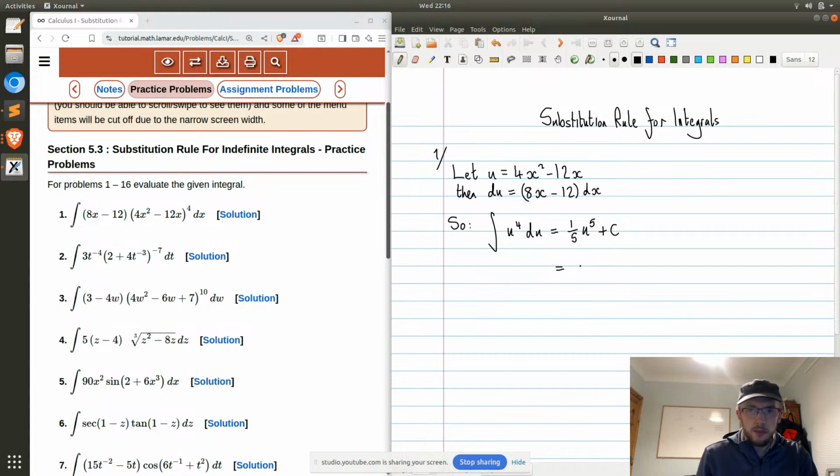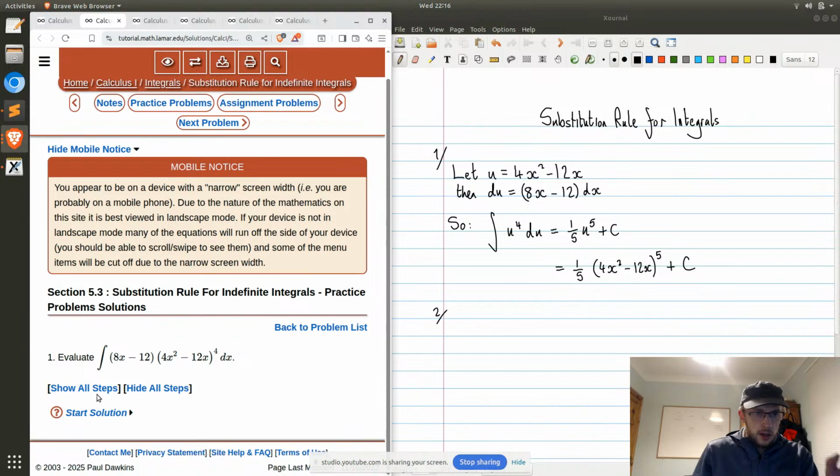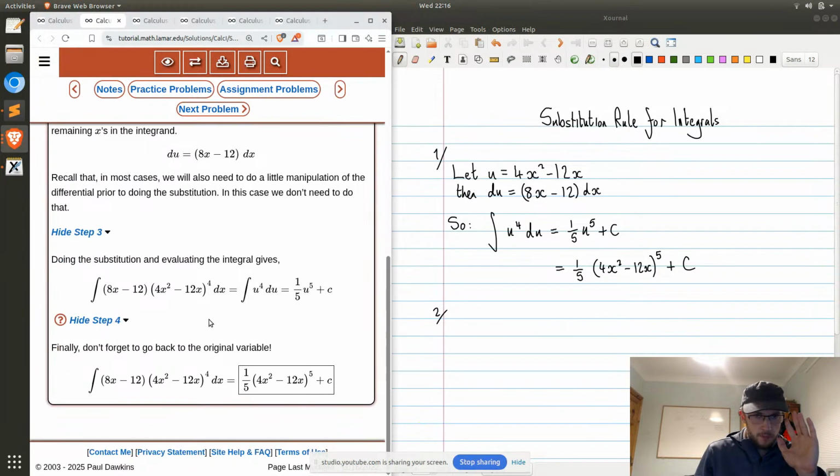which is, in the original wording of the question, 1/5 of 4x squared minus 12x all to the 5 plus c. Correct.